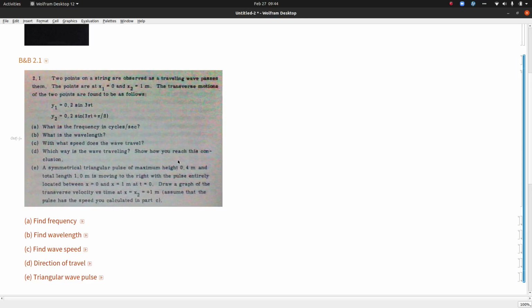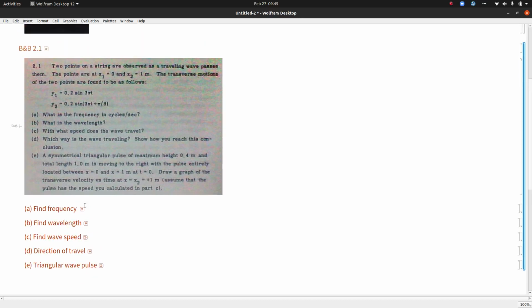The transverse motions of the 2 points are found to be as follows. Point 1 has an amplitude of 0.2 times sine 3 pi t. And the second point, y2, has an amplitude of 0.2 times the sine of 3 pi t, but this time shifted in phase by pi over 8. We are to find the frequency, the wavelength, the wave speed, the direction of travel for the wave, and then Part E wants us to look at a wave pulse of a triangular shape and draw a graph of it and its velocity. So let's go ahead and get started.